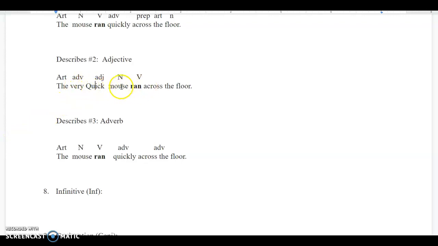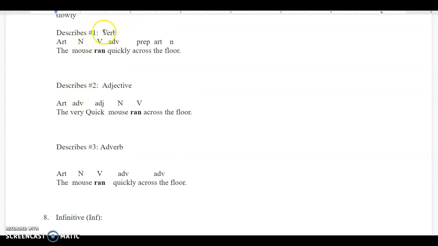You're not describing the mouse, right? You're not saying the very mouse. Okay, that doesn't make sense. You're describing the quick, which is the adjective. So when you're describing adjectives, it is an adverb. Okay, so adverbs, not only do they describe verbs, they also describe adjectives. Now, number three, they do a third thing, which is they describe adverbs or they describe themselves.